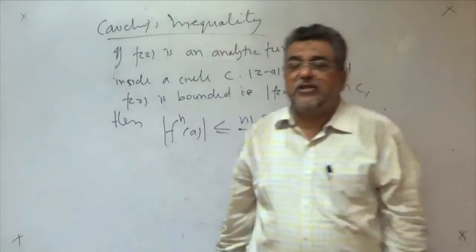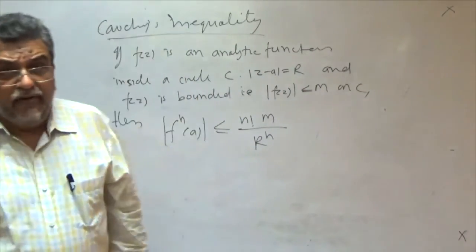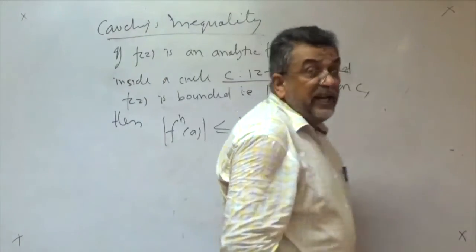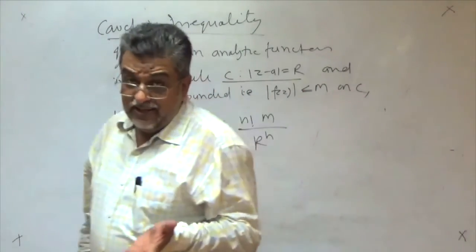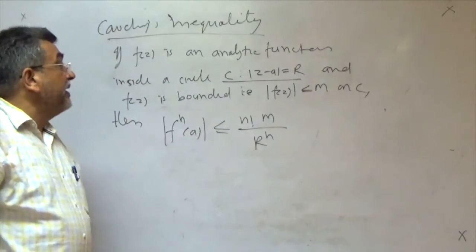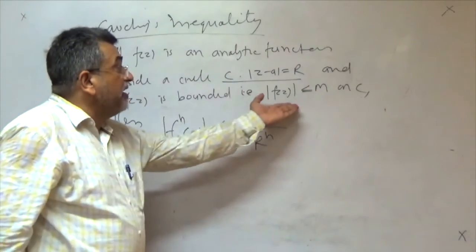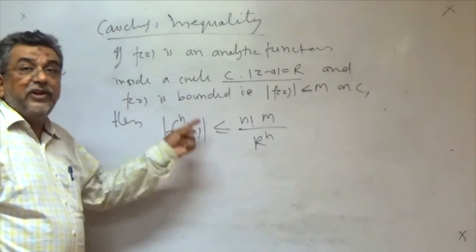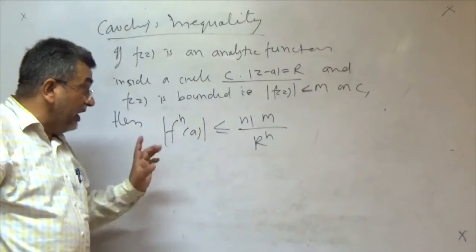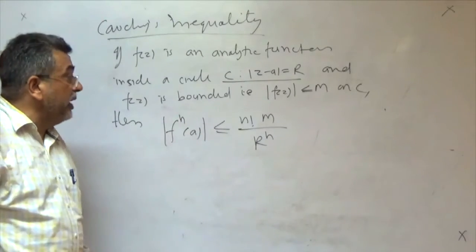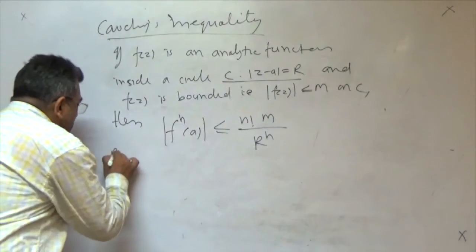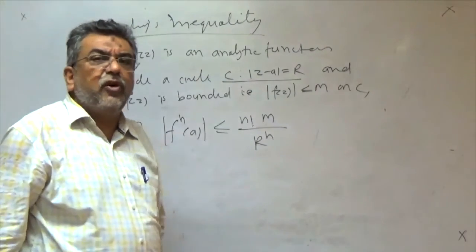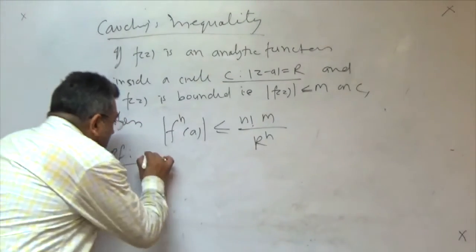This is the statement. If the function is analytic in a given circle with center a and radius capital R, and the function is bounded on C, then the absolute value of the nth derivative of the function at point a is always less than or equal to n factorial into M upon r to power n. Proof is very simple. By the derivative of analytic function from Cauchy integral formula, directly you can prove that.